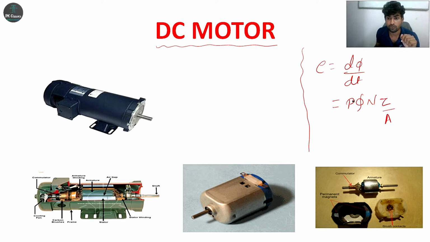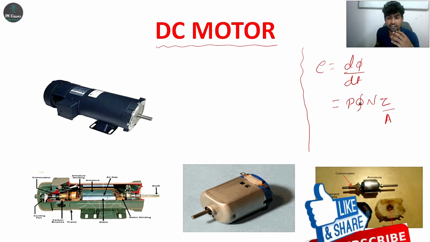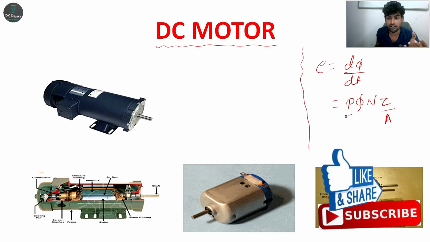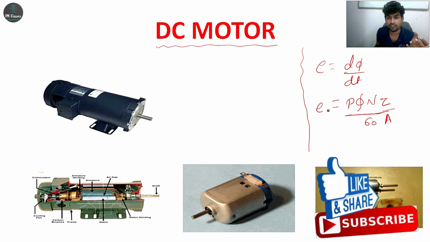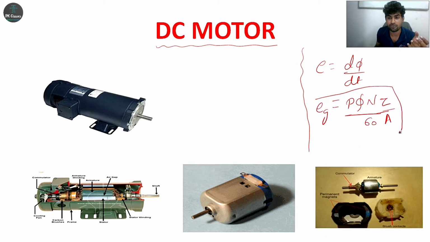If one of the parameters is missing here, there is no induced EMF, there is no flux linkage, right? If rotation is not there, there is no flux linkage, there is no flux cut. If the conductor is absent, there is no flux linkage, because the conductor cuts the magnetic field, and only then induces EMF, right? And if the field winding is not there, definitely there is no induced EMF. And time taken is 60, right? So this is how we derive the EMF equation and remember the EMF equation, right?